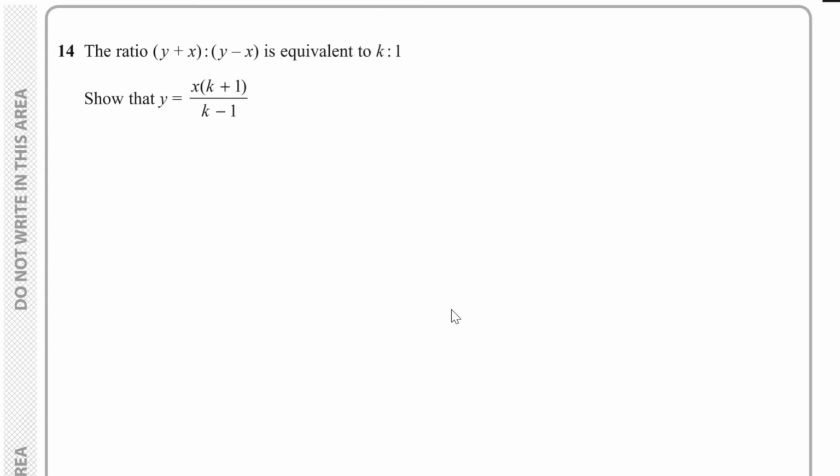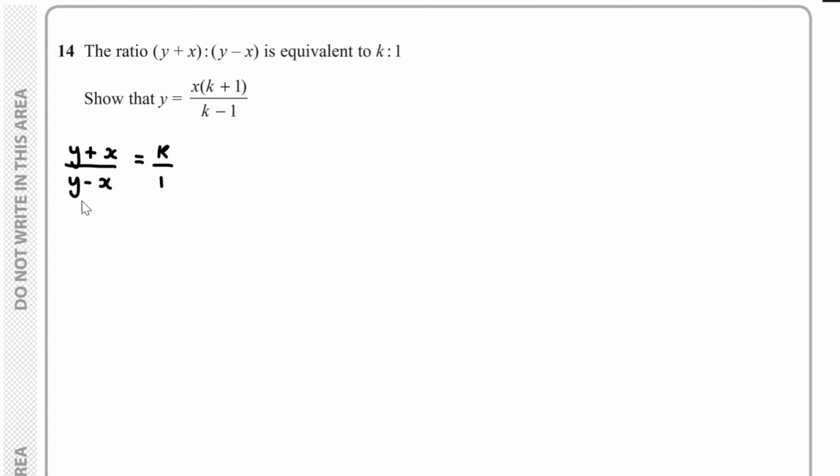Question 14. The ratio y plus x to y minus x is equivalent to k to 1, and we have to show that y equals x lots of k plus 1 over k minus 1. Well, given this ratio, we can express these in equivalent fraction form. We have y plus x over y minus x, which is equal to k over 1.